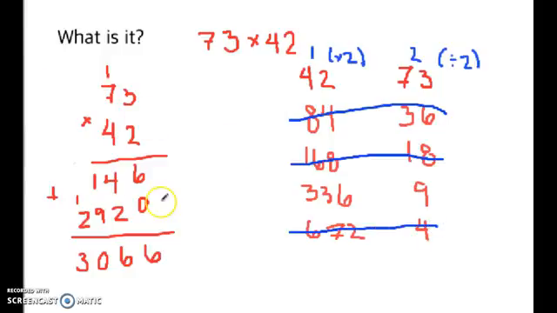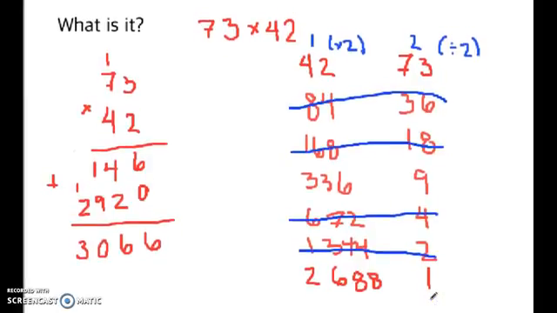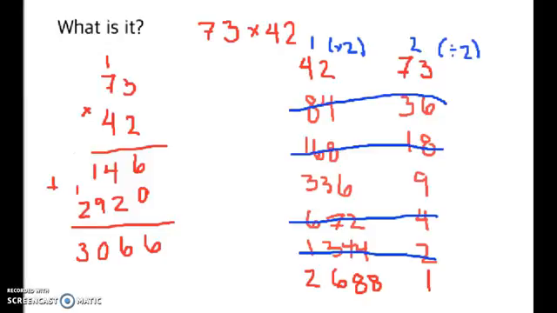Move on. Our 672 times 2 is 1,344. Our 4 divided by 2 is 2. Cross that out because it is an even number. Last one, 1,344 times 2 is 2,688. 2 divided by 2 is 1. And then we're done with what we do with our Russian multiplication.